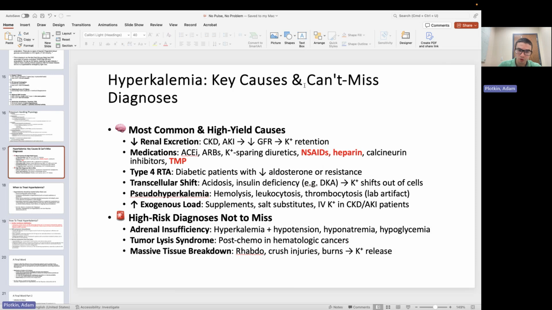All right. So some hyperkalemia key causes and can't-miss diagnoses. The most common and high yield causes would be due to a lack of renal excretion, or low renal excretion. So things like CKD and AKI lead to a low GFR. If the kidneys aren't being perfused, it's going to lead to potassium retention. There are certain medications like ACE inhibitors and ARBs that block the ultimate production of aldosterone. Aldosterone keeps sodium and water and pumps out potassium and H+. If we're blocking aldosterone, the potassium is going to build up. We have potassium-sparing diuretics like spironolactone and eplerenone that by themselves block the action of aldosterone.